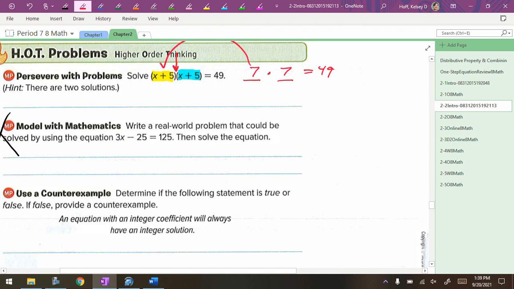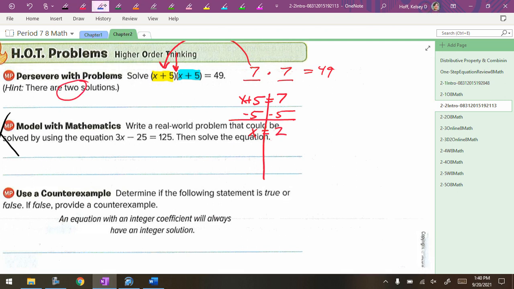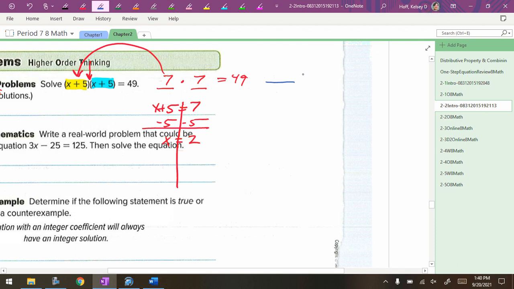So that means x + 5 has to be 7. So x + 5 is 7. How do I solve that? Subtract 5 from both sides. x equals 2. But Ms. Hoff, it says there's two solutions. So what other number times itself gives me 49?